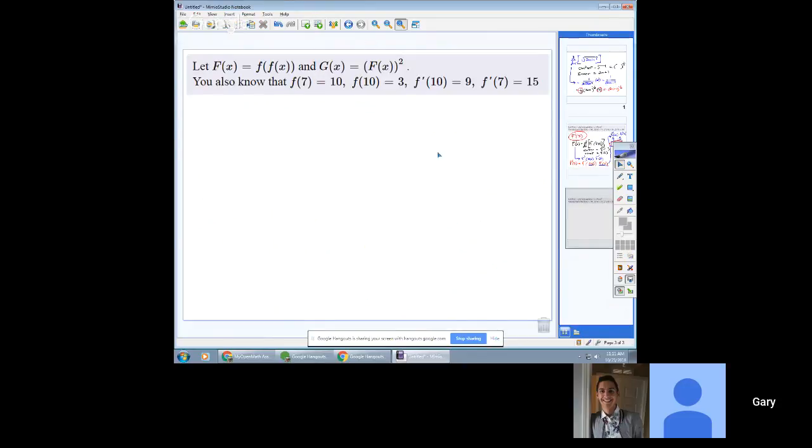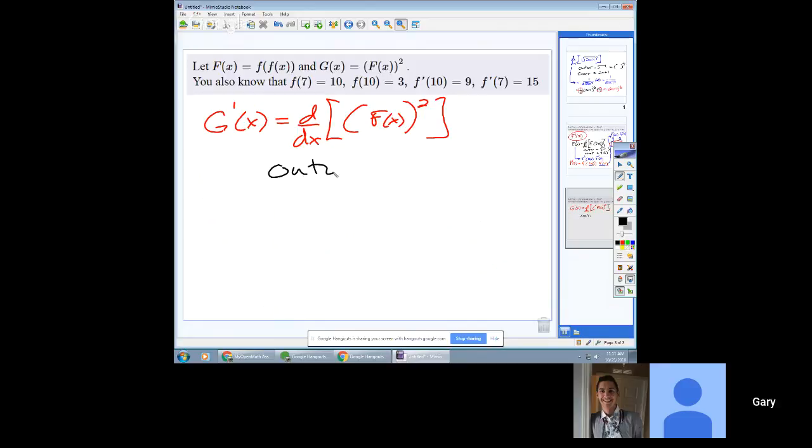All right, so let's think about G. We need to figure out what G prime of x is, which means take the derivative of capital F of x squared. So what's the outer function here? Squared. Yeah, that's our outer. And what's our inner? It's capital F, right? And again, we have to be case sensitive. Capital F is different than lowercase f.